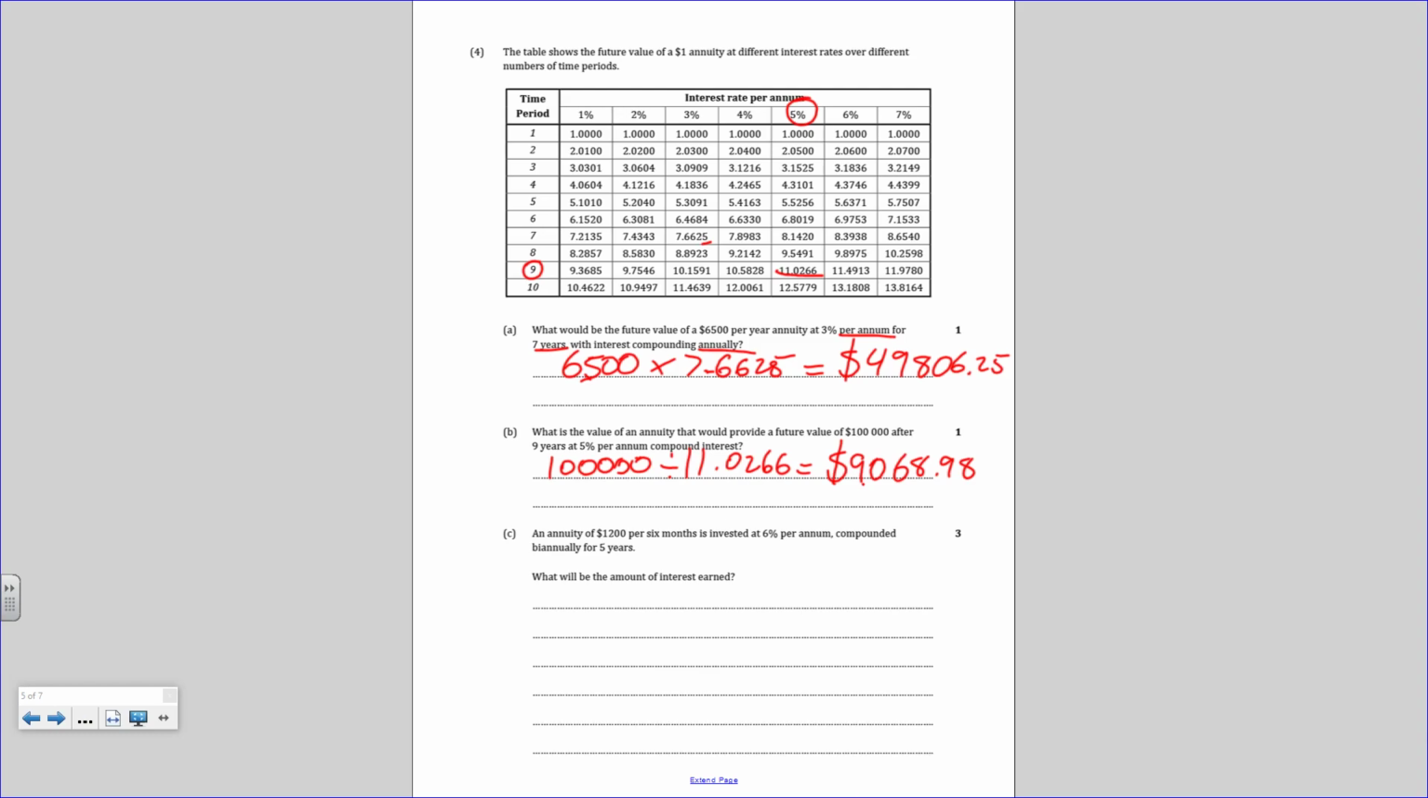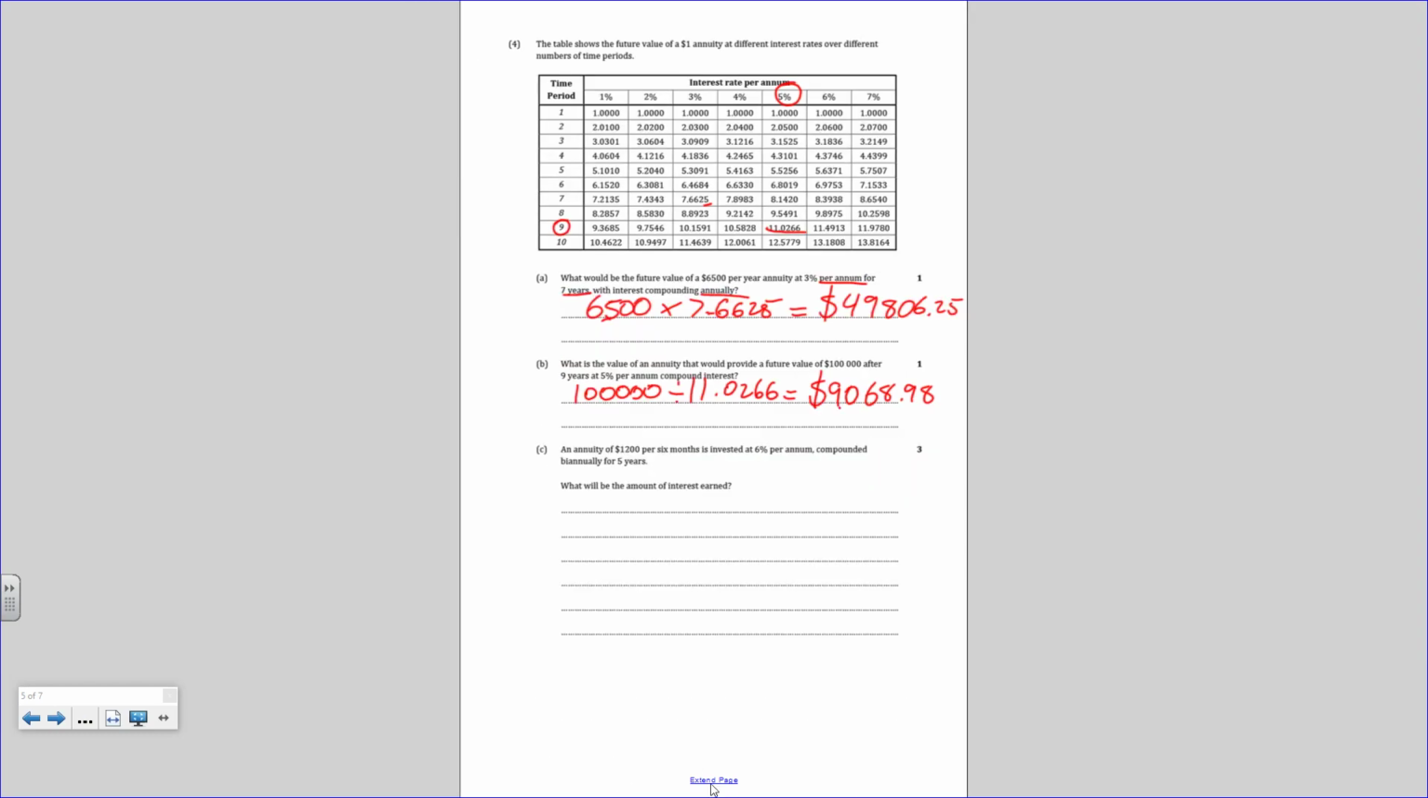And then lastly, for question C, this is kind of like a combination of both of them. An annuity of $1,200 per 6 months is invested at 6% per annum, compounded biannually for 5 years. So this time we've got $1,200 per 6 months, 6% per annum, and biannually for 5 years. That means we are going to have to do a couple of changes to the numbers.